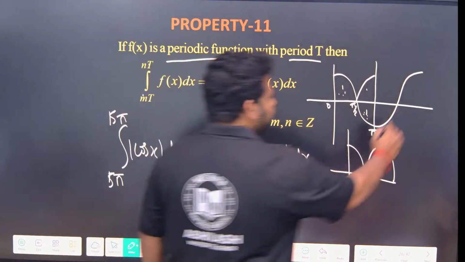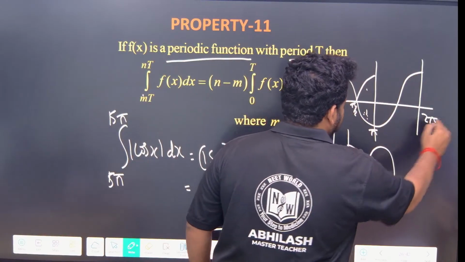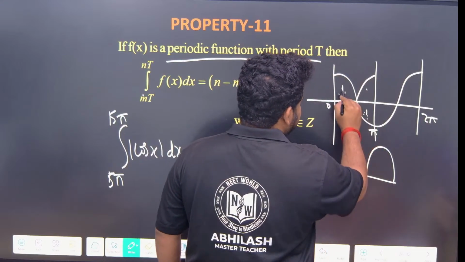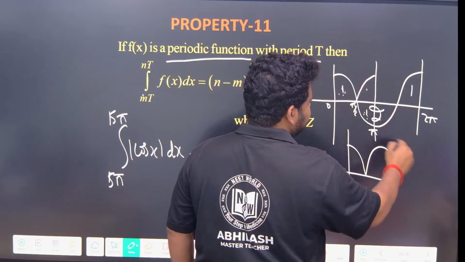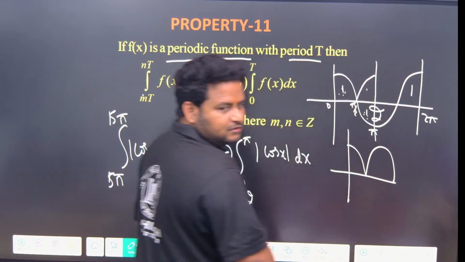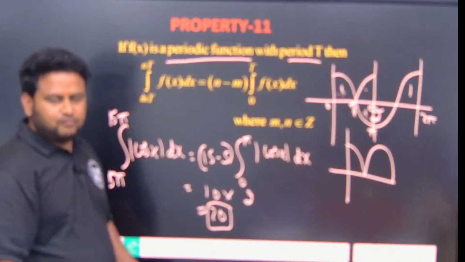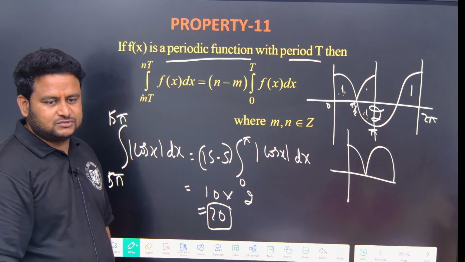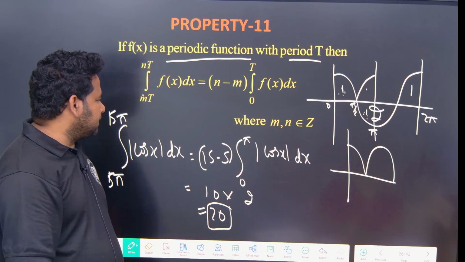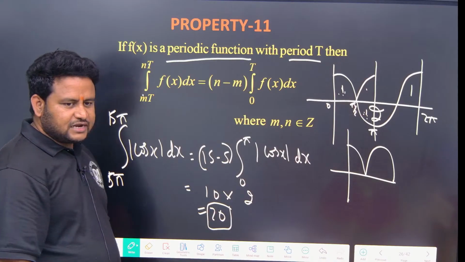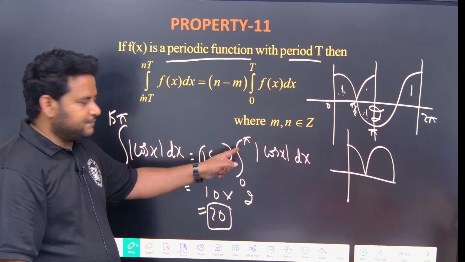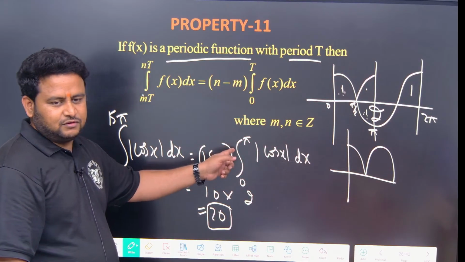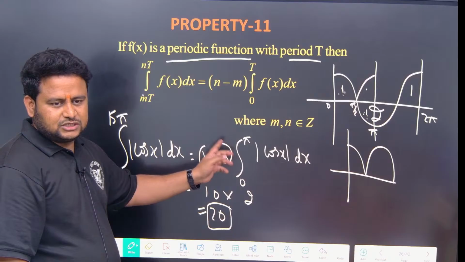Suppose I say 0 to 2 pi. 0 to 2 pi will be till here. This is 1, this is 1, this is 2. So 2 plus 1 plus 1, the answer will be 4. So 4 into 10, you have to do it. If they are asking 0 to 2 pi, here you should be careful while taking it. Understood everyone? Any doubt?